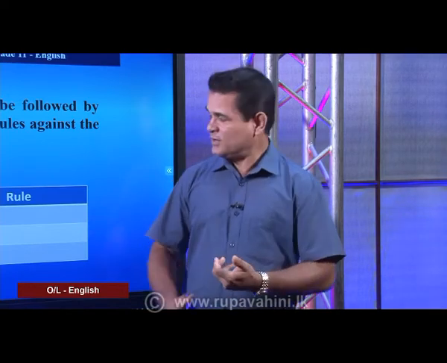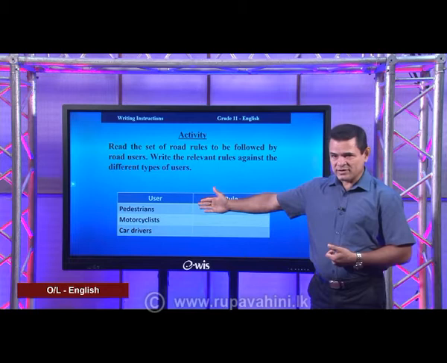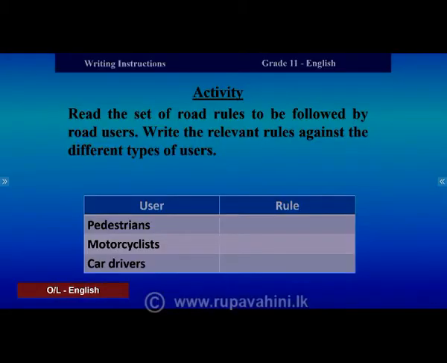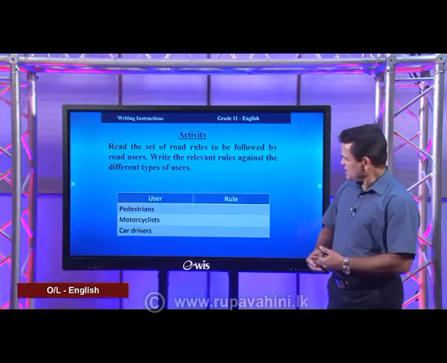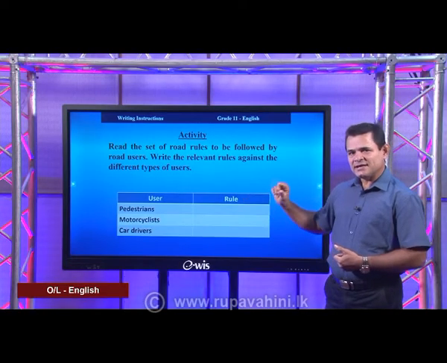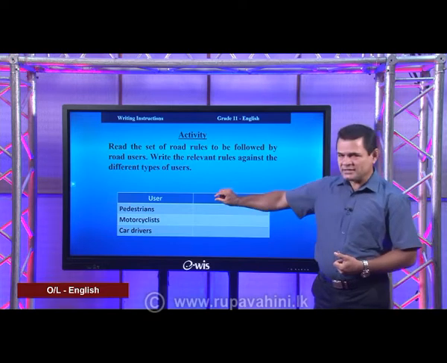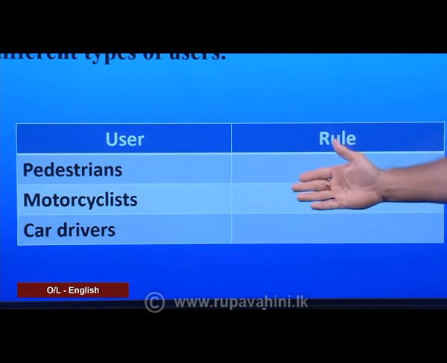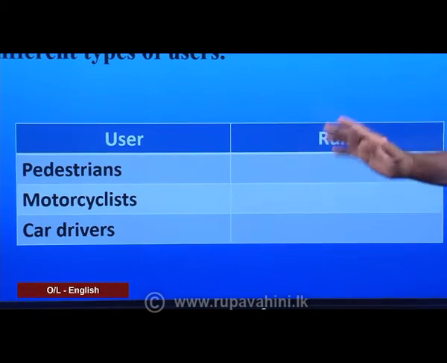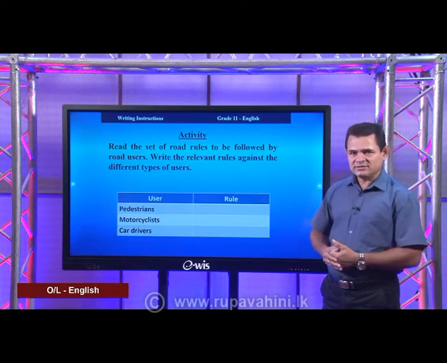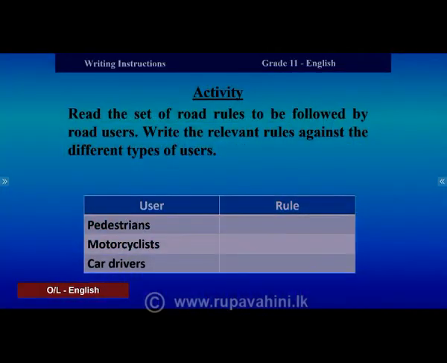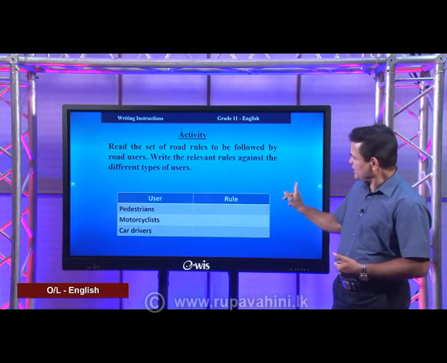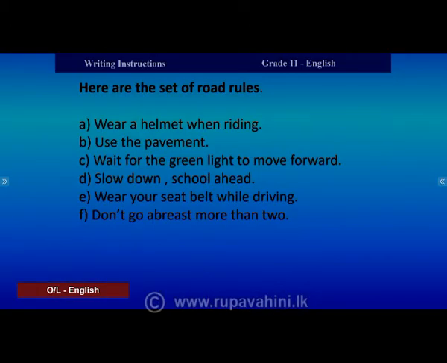Road users here: pedestrians, motorcyclists and car drivers. There are three types given. And also rules. Sometimes there are certain rules that go only with the pedestrians, and there are certain rules that the drivers should use. So you can see some instructions and match them with these users. Now this is the table that you have to fill, and here are the set of road rules.